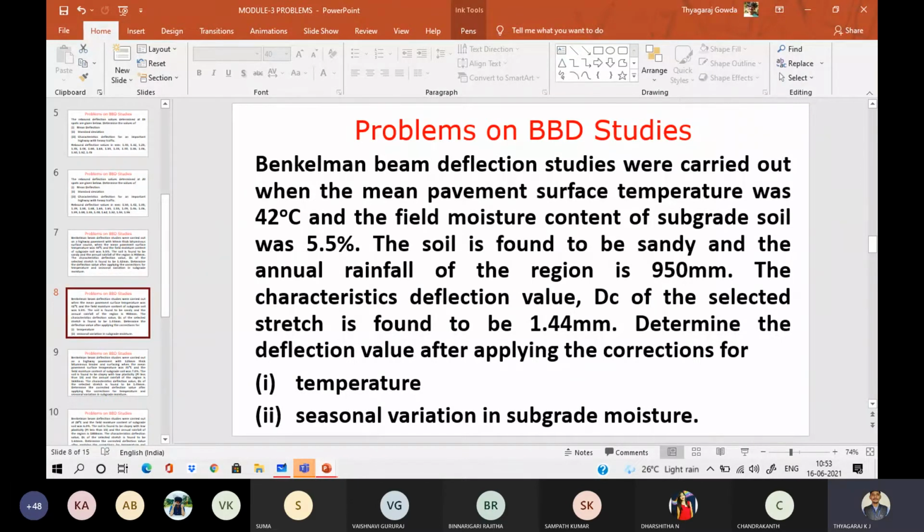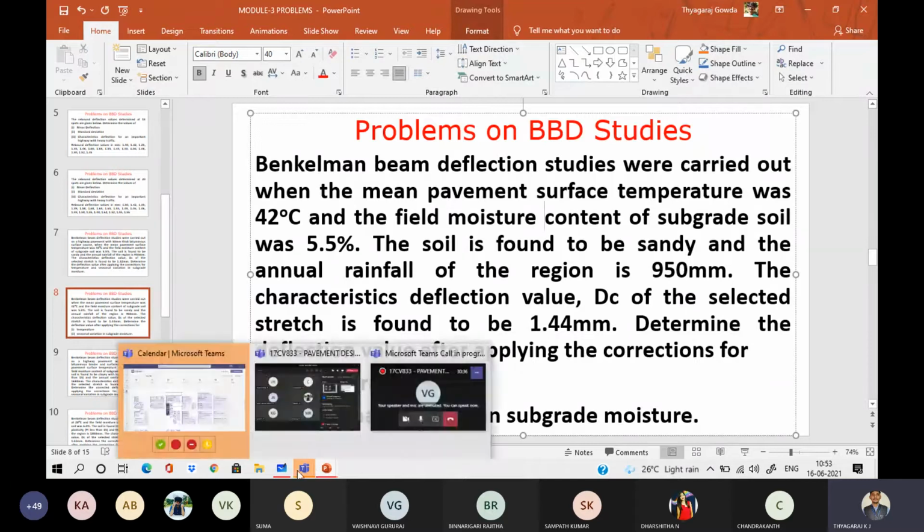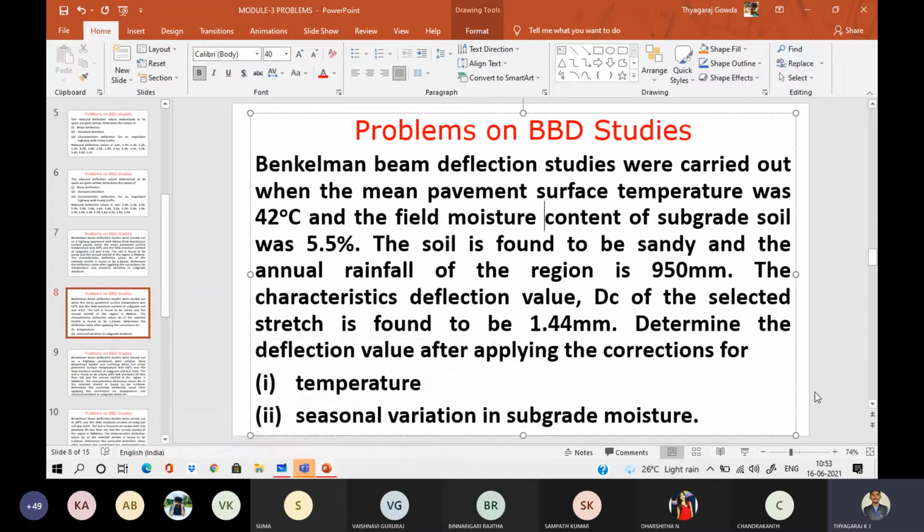Benkelman beam studies were carried out when the mean pavement surface temperature was 42 degrees Celsius. The field moisture content of subgrade soil was 5.5%. The soil is found to be sandy and the annual rainfall of the region is 950 mm. The characteristic deflection value DC is 1.44 mm. Determine the deflection value after applying the correction for temperature and seasonal variation in subgrade moisture. So kindly note down this similar type of problem.